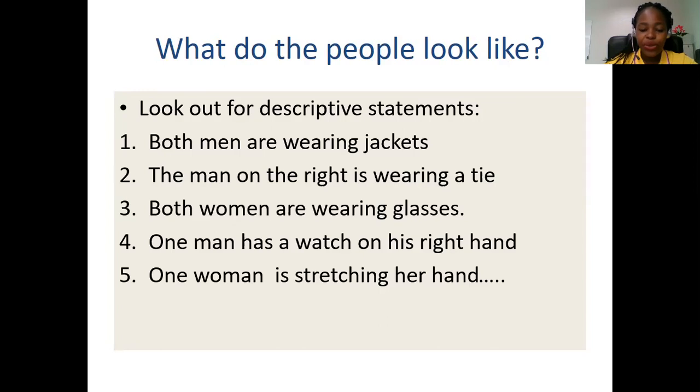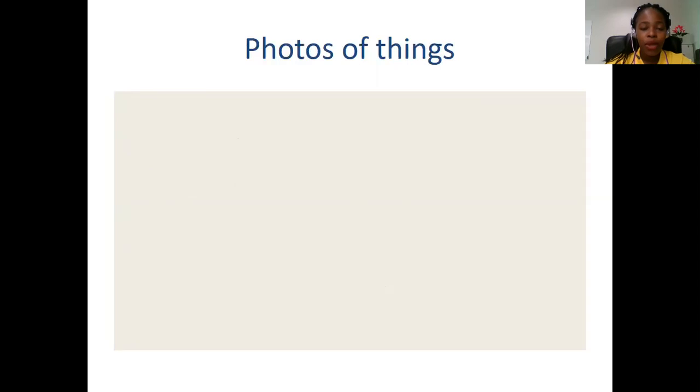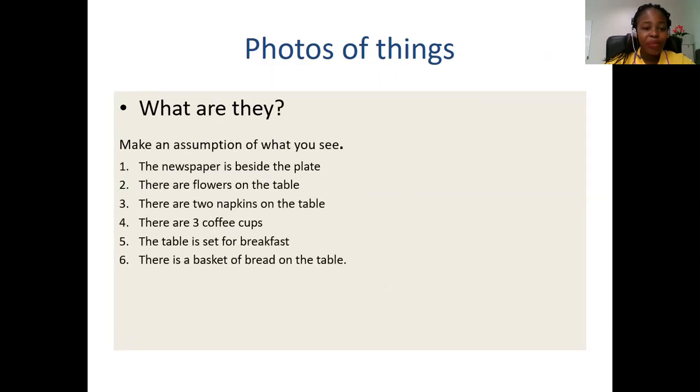So from the photos we saw before, you can be able to tell what the people are doing, what they look like, where they are, and who they are. We're going to answer those questions in our examples or in the test after this. When you have photos of things, we can also answer the 4 questions. What are they? What are those things? We can make assumptions on what we see.